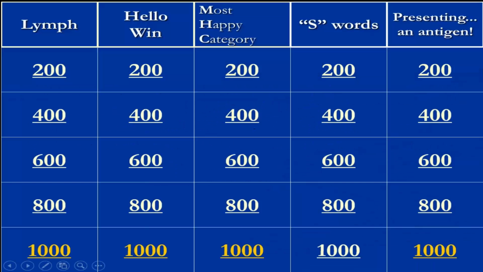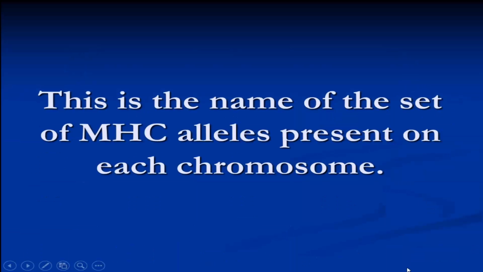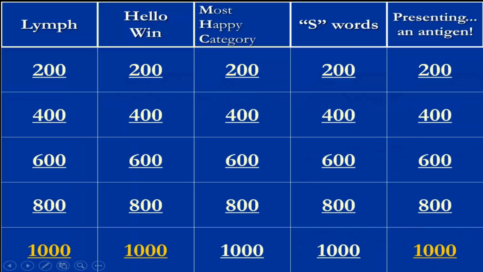How about the most happy category for 1,000? This is the name of the set of MHC alleles present on each chromosome. It starts with an H. Haplo. What is haplotype? There we go. All right, yes. You get the point.